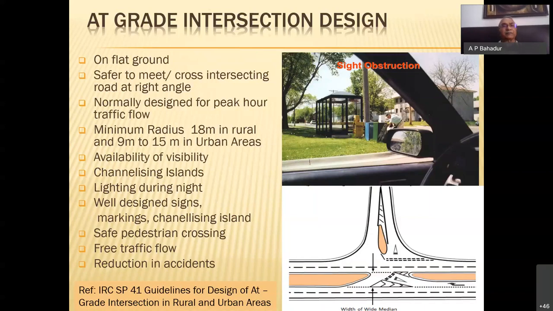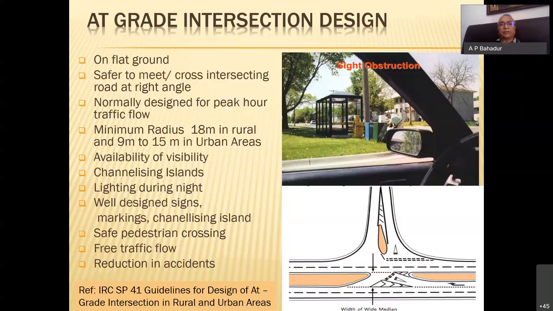Intersections are normally designed for peak hour traffic. Then medium radius, 18 meters in rural areas and 9 to 15 meters in urban areas. It will depend upon the turning radius for the categories of vehicle which are expected to be used, but these are some of the basic guidelines which can be kept in mind. Of course, if you are really interested and want to go in for that exercise, I would strongly suggest IRC SP 41, which gives the detailed guidelines.